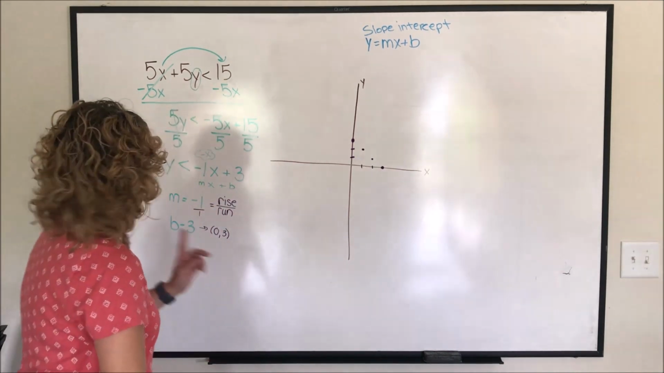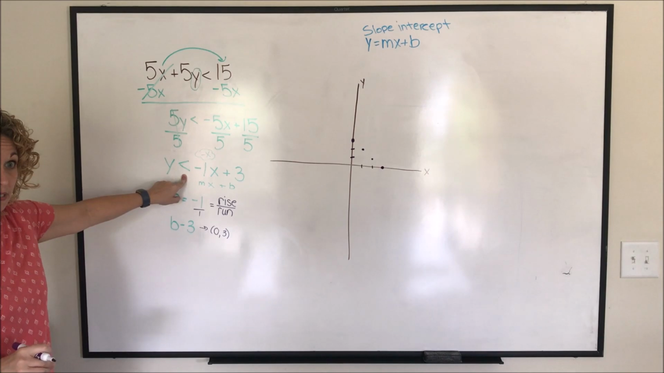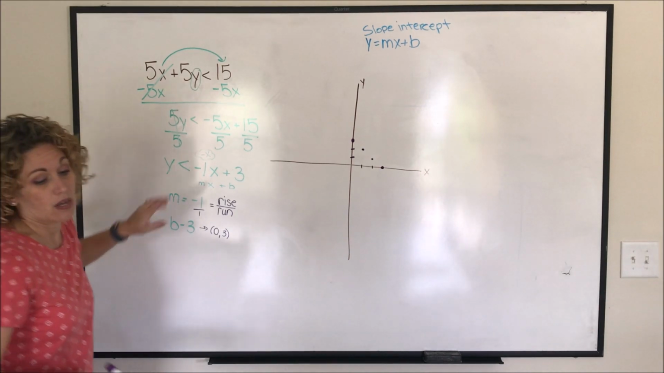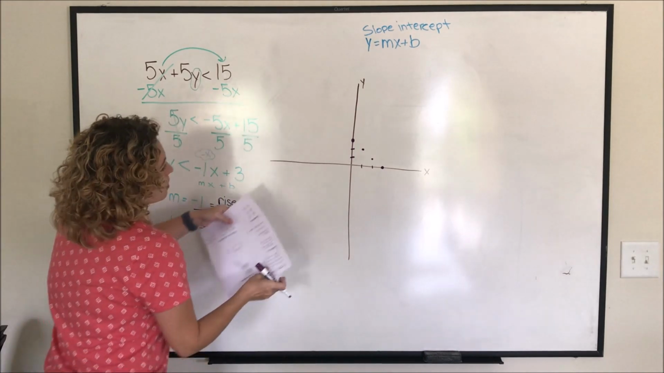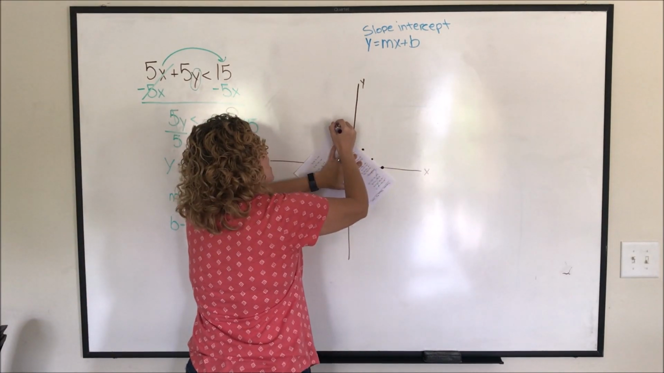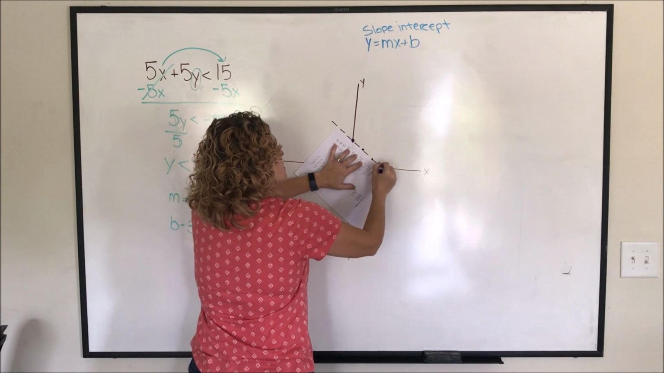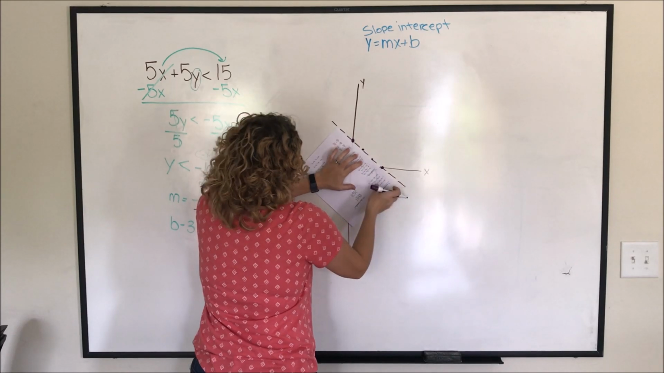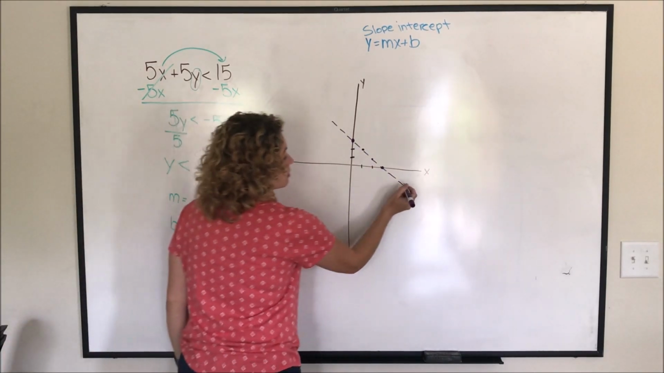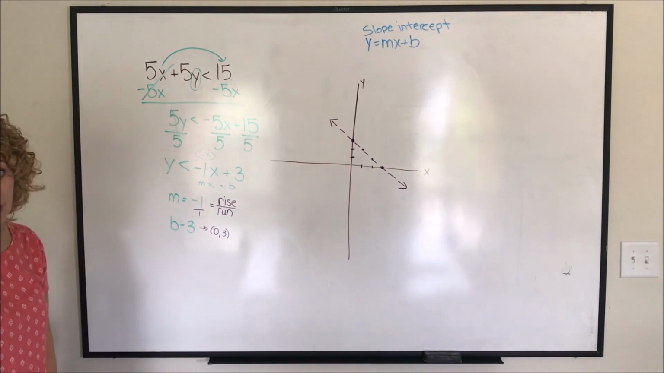Okay? Now, does my y actually equal that line? And no, it does not equal. It is less than that. So what that means is we are going to actually not have a solid line, but a dashed line, because it's not actually equal at those points. Okay? It will still have the arrows, okay, because it is a line.